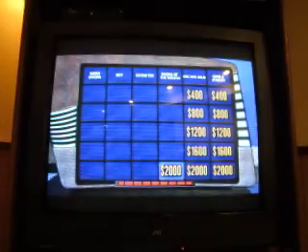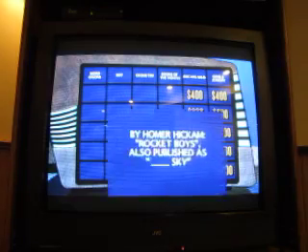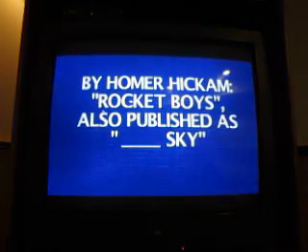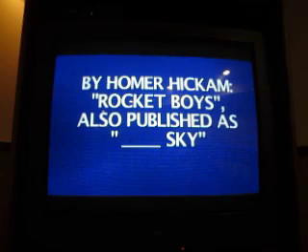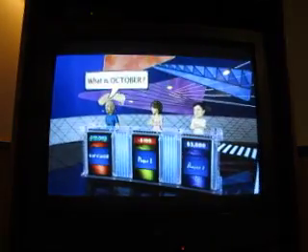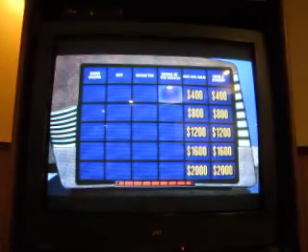All right, let's get back into this. Player three is in control. By Homer Hickam. Rocket Boys, also published as Blank Sky. What is October? Let's hear it, player one. That is correct. $17,000. A lot of clues, a lot of categories, player one.